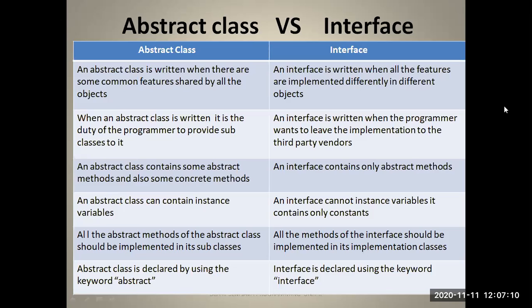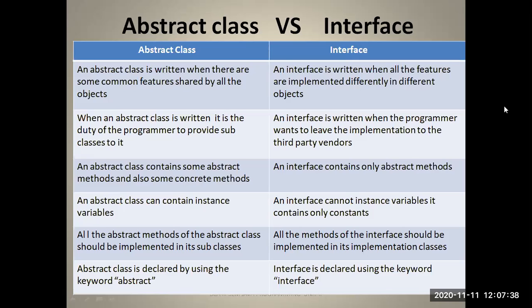Next, coming to the abstract class, it should be written by the programmer, who provides subclasses to it. It is the responsibility of the programmer to write a subclass to an abstract class. It is compulsory to write a subclass to the abstract class. Without that, we cannot access the properties of abstract classes.